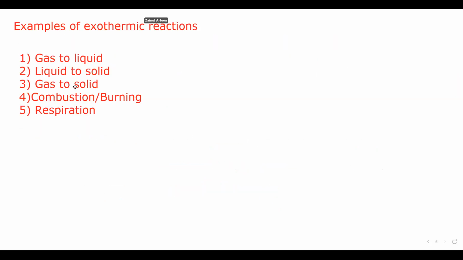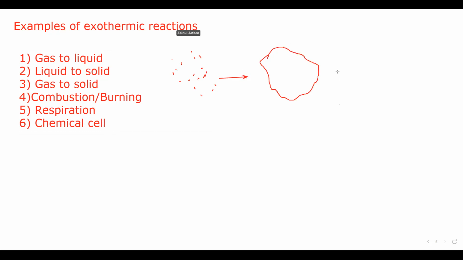For exothermic reactions, it can be a gas turned to liquid, liquid turned to solid, gas turned to solid, combustion, burning, respiration, or a chemical cell. So for a chemical cell, the reactions are exothermic, it releases energy. Like if we have a gas originally, and this gas turns into a liquid state, and then that liquid freezes.